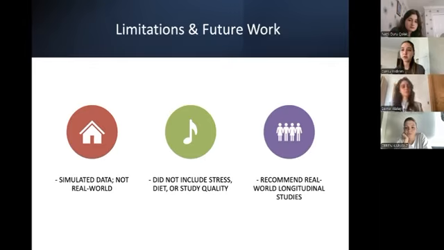Finally, for future work, we recommend conducting real-world longitudinal studies, which would allow researchers to track students over time and better understand how sleep and other lifestyle factors impact academic outcomes in real-life settings.